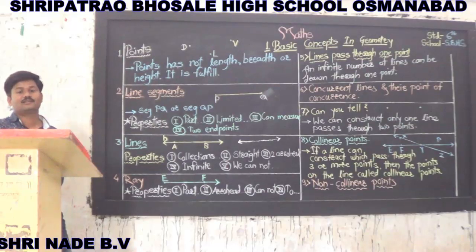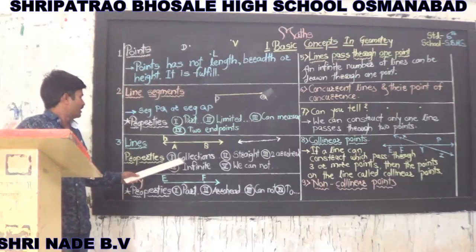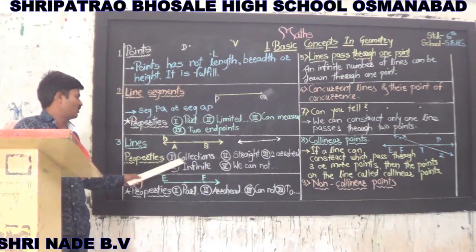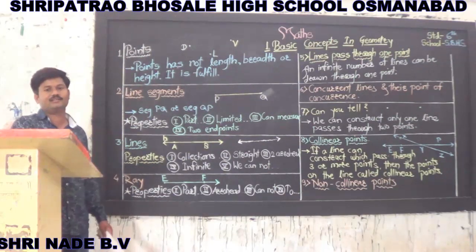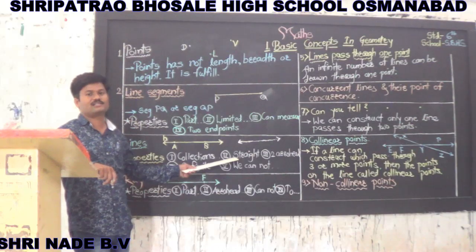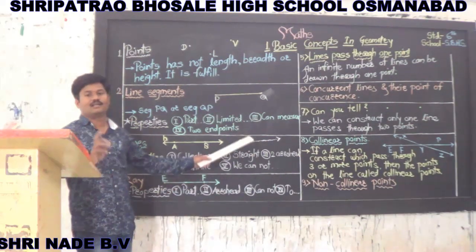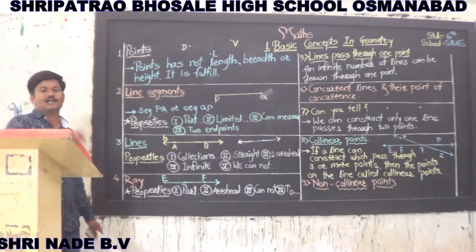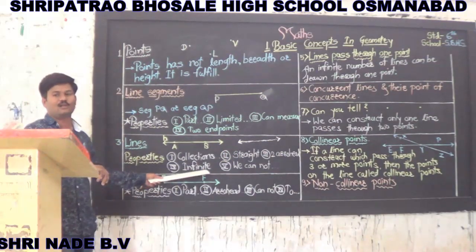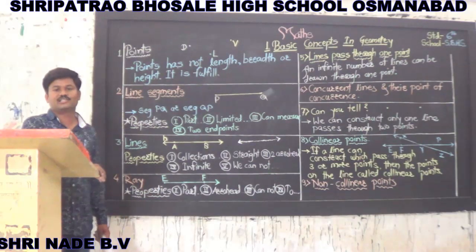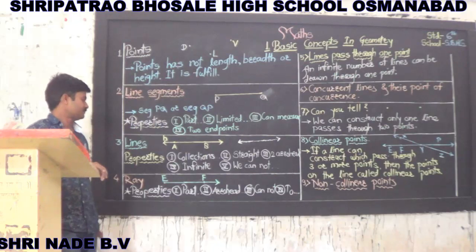Now we are looking at the properties of lines. First property, lines are collections of points. Second, lines are straight, not zigzag. Third, lines have two arrowheads. Fourth, a line is infinitely long. Fifth, we cannot measure a line.